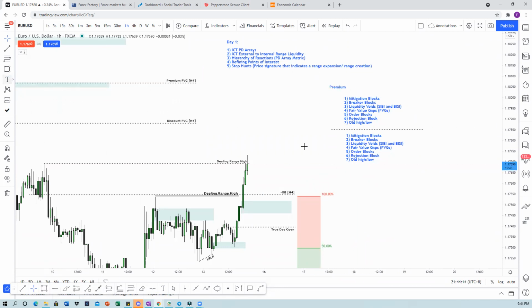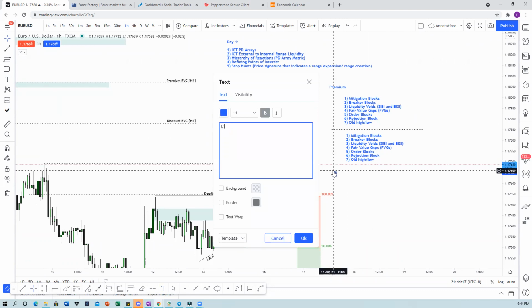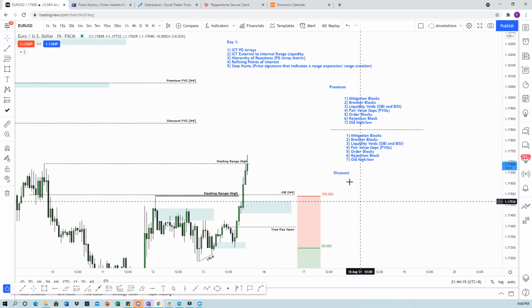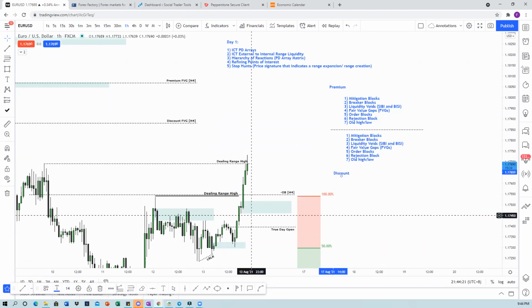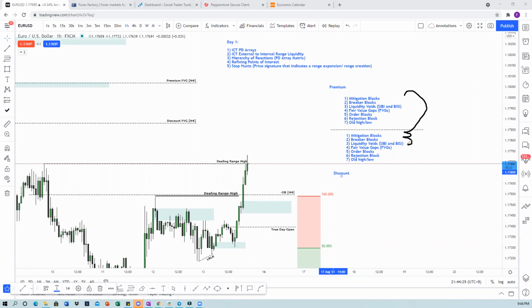And then we have discount. So when price moves from premium to discount, it's going to be checking for this. Am I looking at a mitigation block? No. Am I looking at a breaker block? No. Am I looking at a liquidity void? No. Am I looking at a fair value gap? No. Am I looking at an order block? Yes. And then boom, it goes back up.